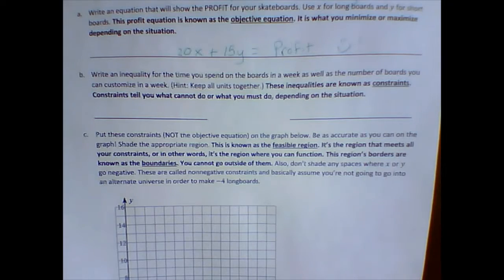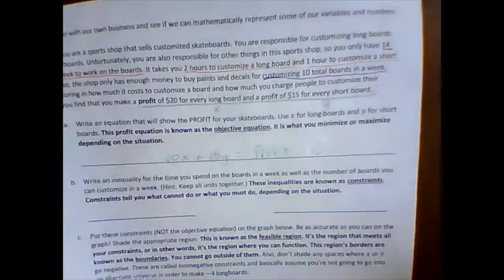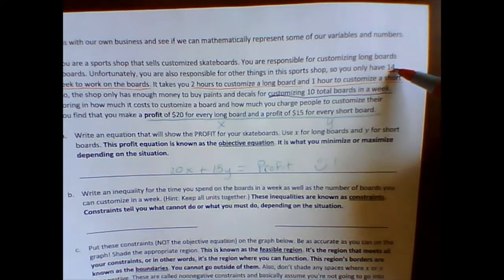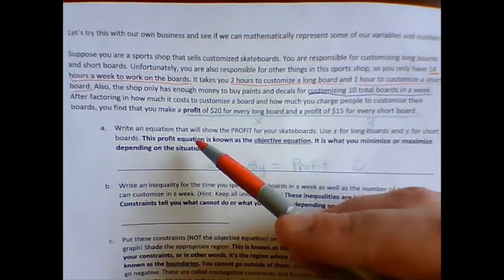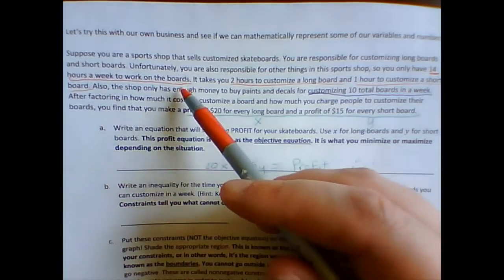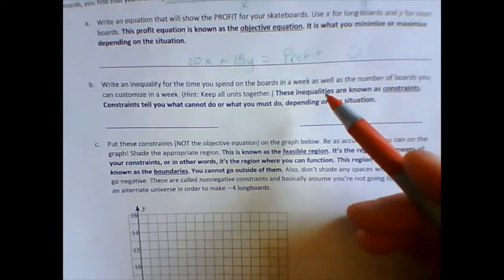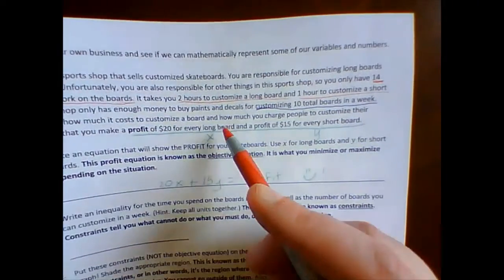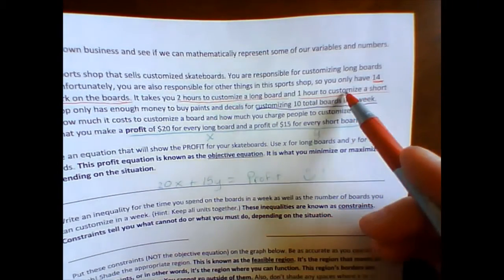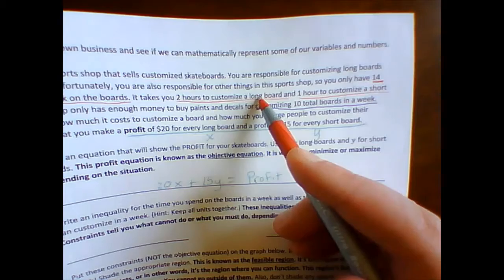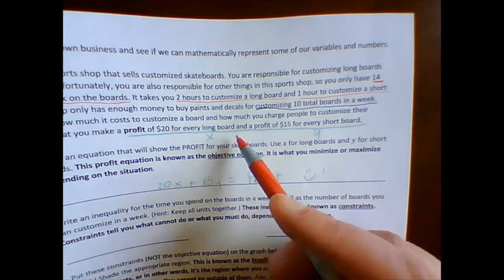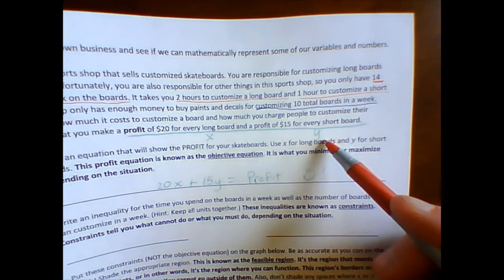Now our business has things that are called constraints. And a constraint is a limit. So we're going to create some equations for these limits or these constraints. First of all, we're short on time. We only have 14 hours a week to work on these boards. That's a constraint. That's a limit. Long boards take longer. They make more money, but they take longer. Short boards don't make as much money, but they don't take as much time.